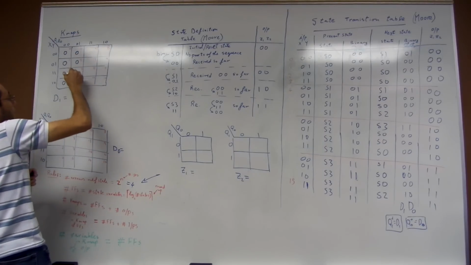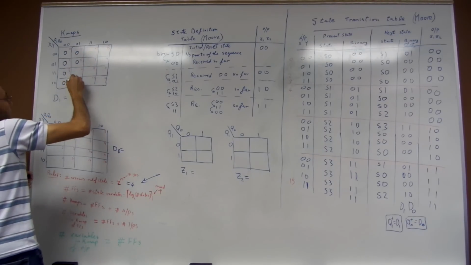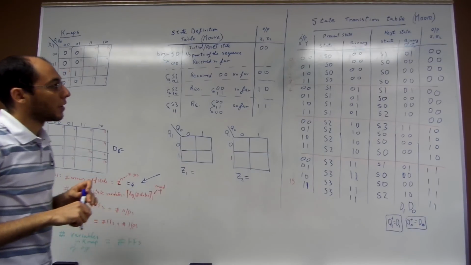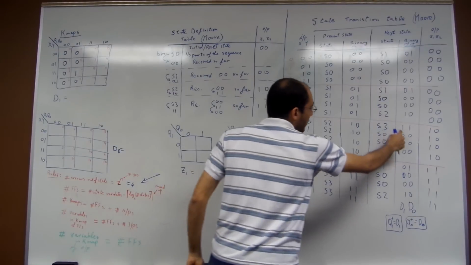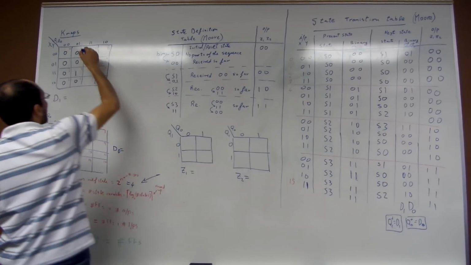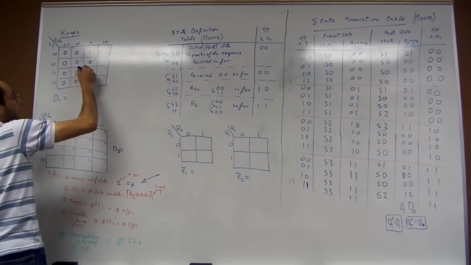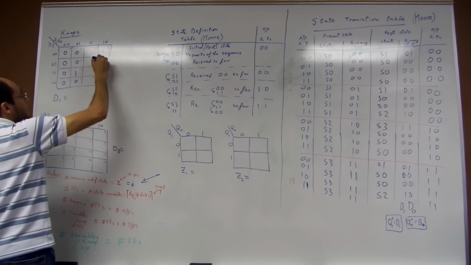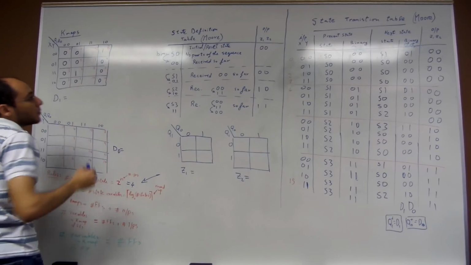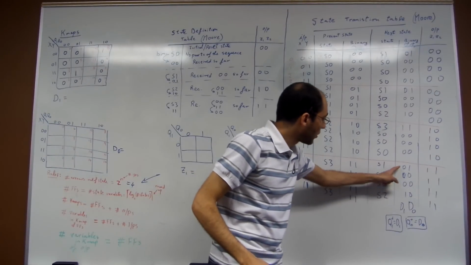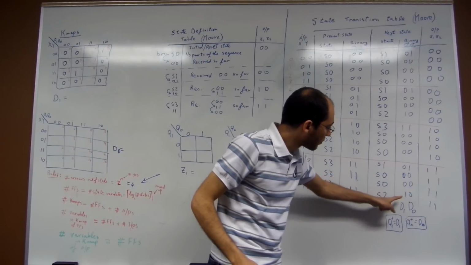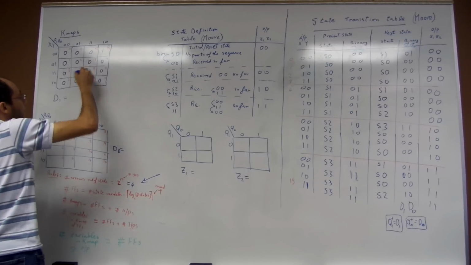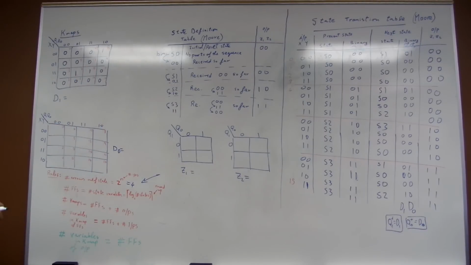0, 0, 0, 1. Okay? 0, 0, 0, 1. Right? And then 1, 0, 0, 0. 1, 0, 0. Oops, I should fill it in here. 1, 0, 0, 0. Right? And then 0, 0, 0, 1. 0, 0, 0, 1. Right? So this becomes the K-map.